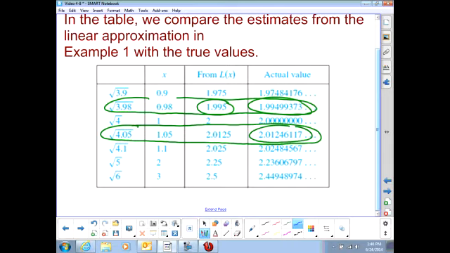Notice as long as we stay pretty close to 1, those values of L of x are pretty close. As we start moving further away, like if we get all the way down to 3, those are not as good of approximations. So as long as you stay close to the point where it's tangent, the line can be a good approximation of the y values of the actual curve. As you move further away, it is not necessarily as good of an approximation.